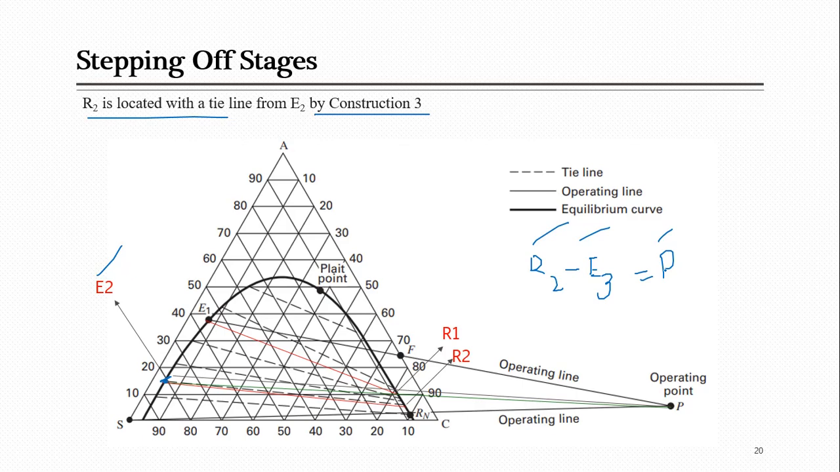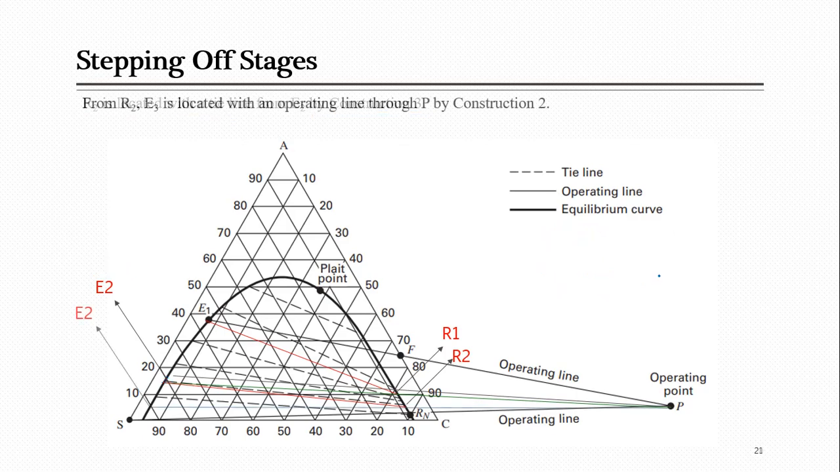So what you have to do is draw a straight line starting from P, passing through R2, and if you cut it on the equilibrium line or this binodal curve on the extract side, this will give you something called E3. Let's look at this in the next slide. So here from R2, E3 is located with the operating line passing through P, R2, and then it cuts the extract side at E3.